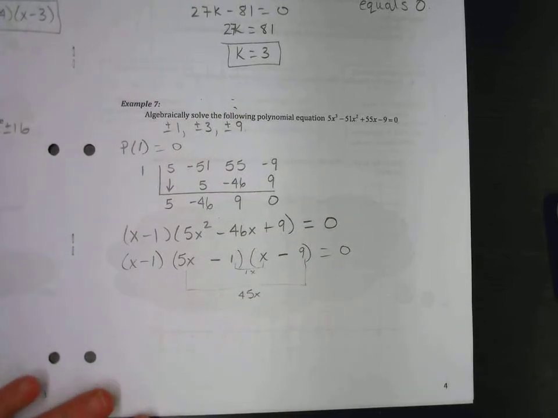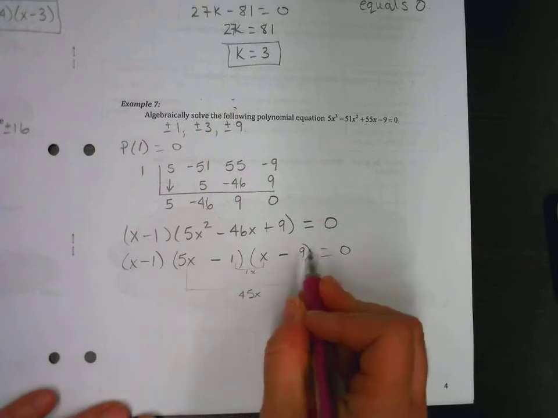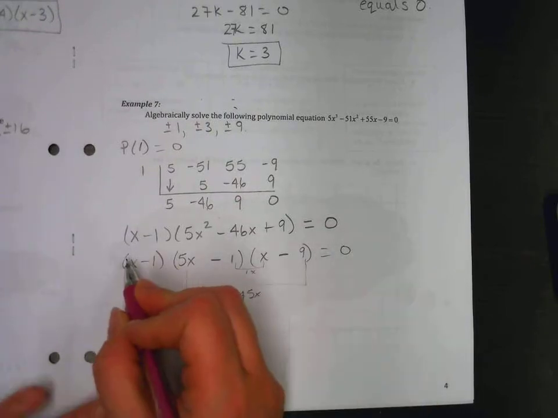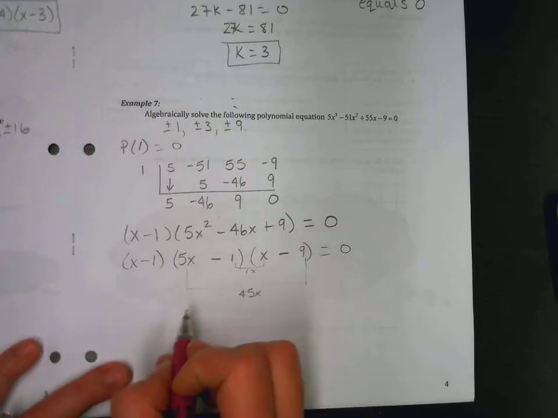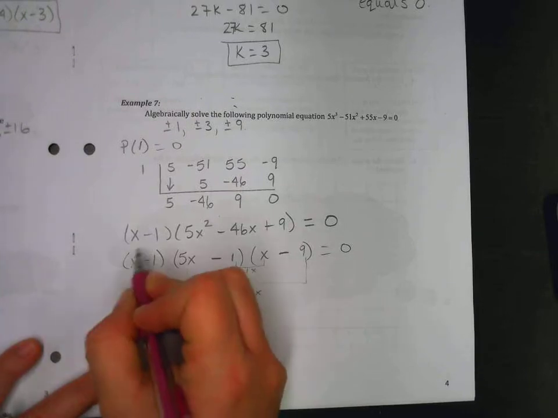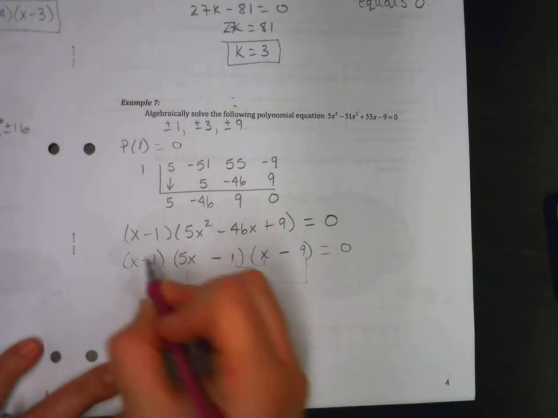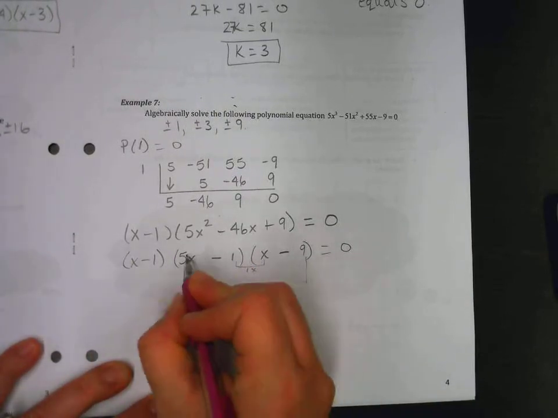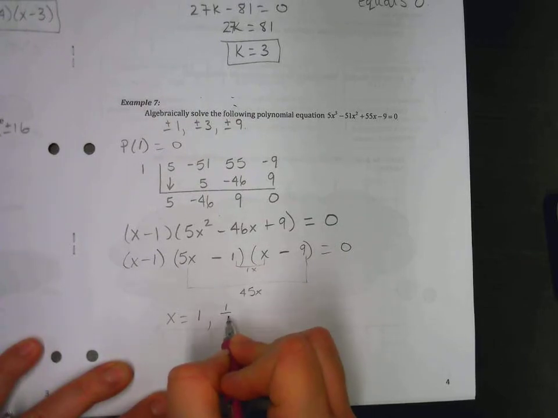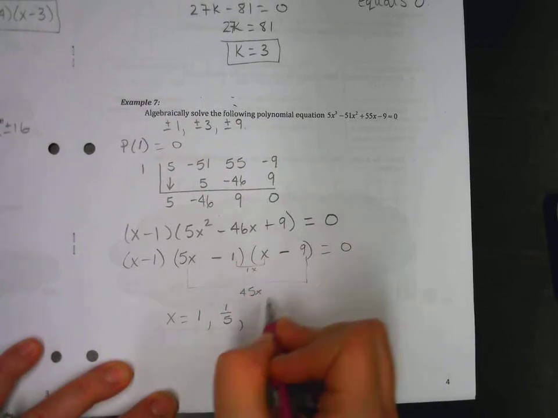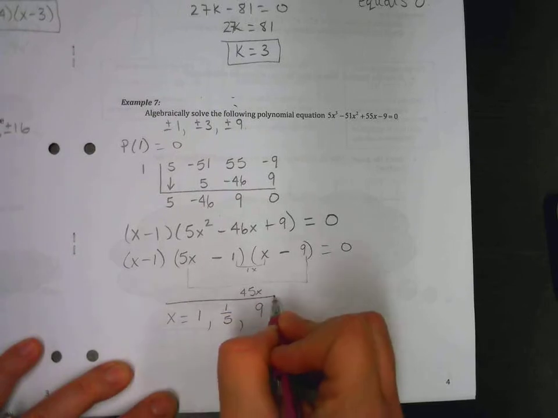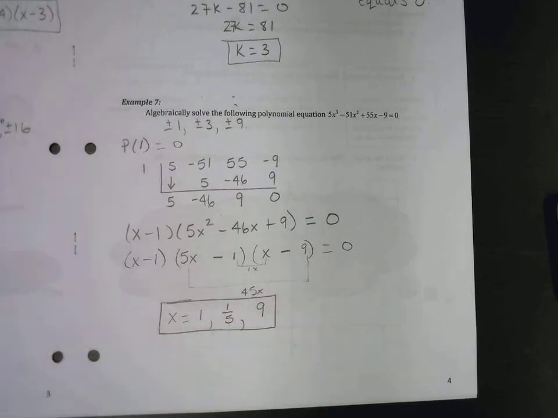All right, so there's my factors. I'm not quite done, although I've factored this fully. Now I need to solve this. So to solve each factor for x, I take the binomial and make it equal to 0. So here I'd get a value of positive 1. Here I'd get a value of 1/5. And here my x value would be 9. So my solutions to my polynomial equation would be 1, 1/5, and 9. And that is the factor theorem.